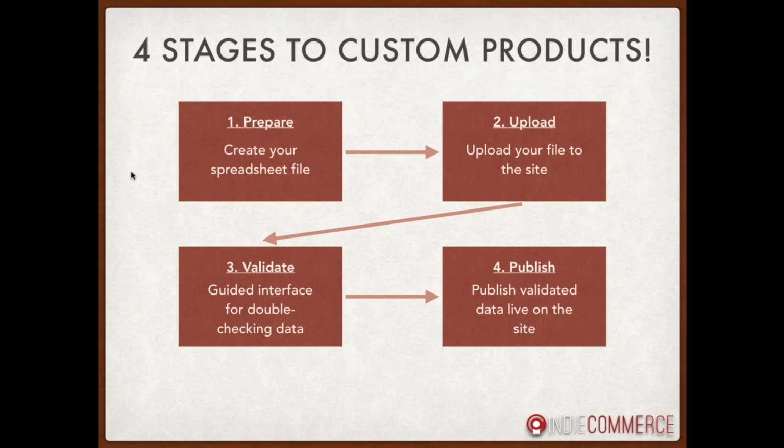So once we've got our spreadsheet ready, we can upload that spreadsheet to the site. Once the spreadsheet's been uploaded, there's a guided interface for validating it. So this is just to double check the data. This is to make sure that we don't have any duplicate SKUs or field mismatches or other common problems. And once we've gone through that validate stage, we can publish the products to the site. And that's going to actually take all that data that we've had pending and create a whole bunch of products and push them out the door ready to go.